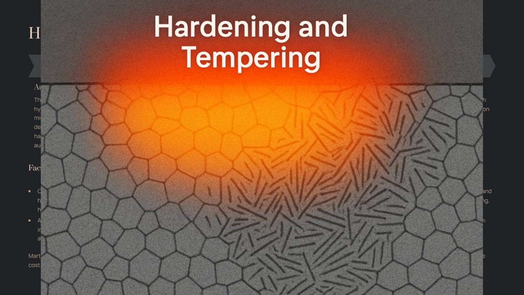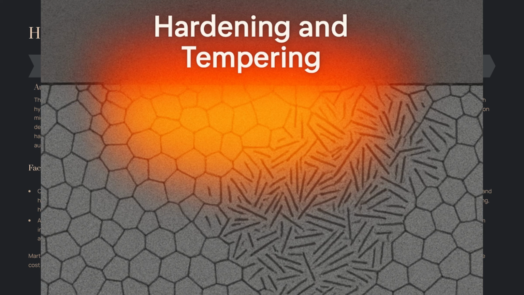Martensite, while very hard, is also very brittle. Therefore, hardening is almost always followed by a tempering process to reduce brittleness and improve toughness, albeit at the cost of some hardness. Key characteristics.